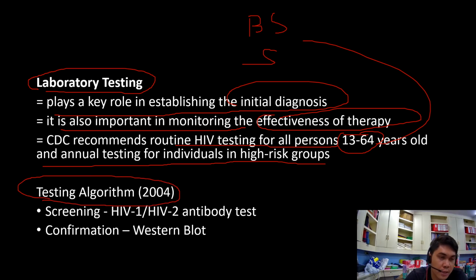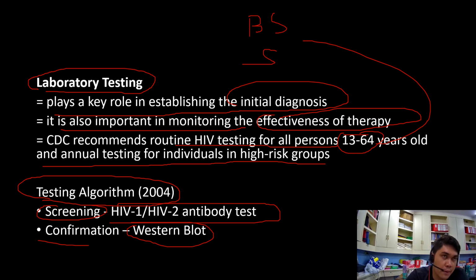So in 2004, the testing algorithm for HIV is, first, you have screening. For screening, you can check the antibody against HIV-1 and HIV-2. You can use the testing kit, the testing cassette, for screening. Then for confirmation, you're going to perform Western blot. So that's the testing algorithm of HIV infection in 2004. The confirmatory test is Western blot.